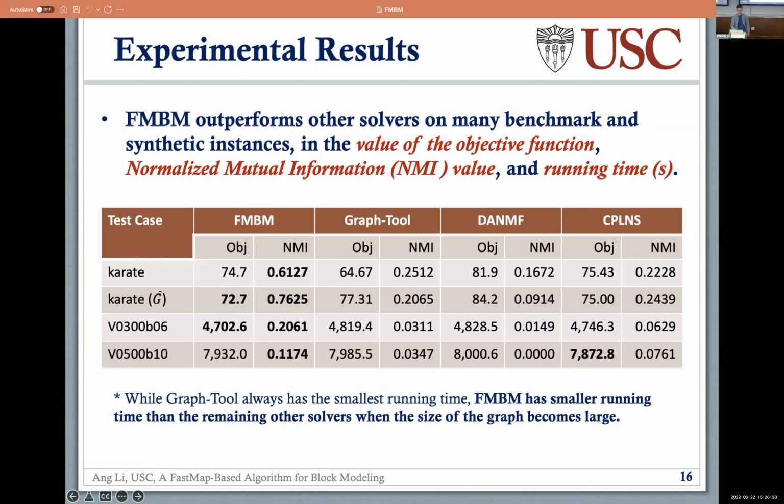And the last two instances are from the synthetic datasets. And I didn't list the running time here because Graph2 will always have the smallest running time. But when the graph becomes very large, the FMBM will have a smaller running time than the remaining solvers. So overall, from this result, we can conclude that the FMBM outperforms other solvers on the benchmark and the synthetic test cases in the value of the objective function, the normalized mutual information value, and the running time.